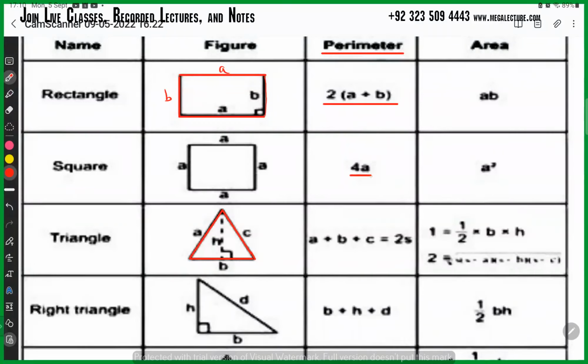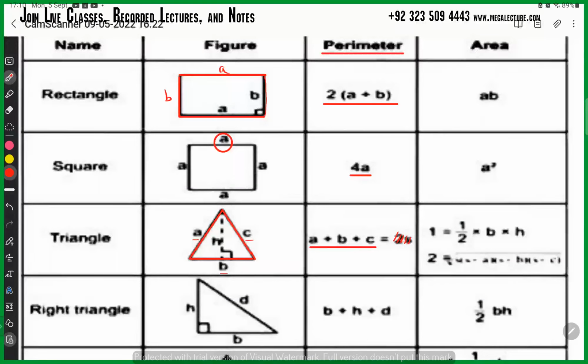Okay. Then if I talk about square, I've added the four sides. In case of square, all the sides are same. So if one side is equal to a, the sum of four sides is going to be 4a. In case of this triangle, how many sides are coming as boundary? A, B, and C. So we have added these three sides, and this is giving me the perimeter.